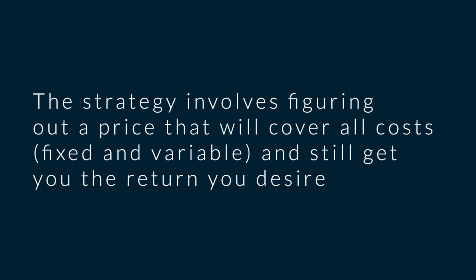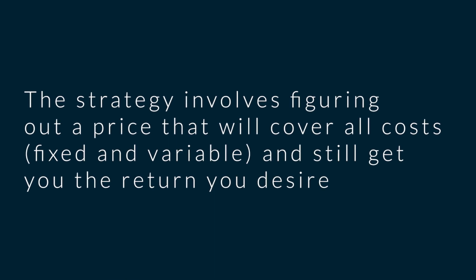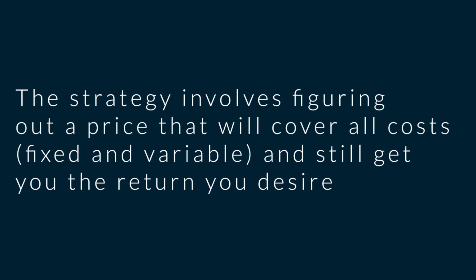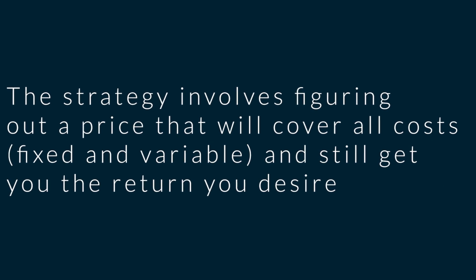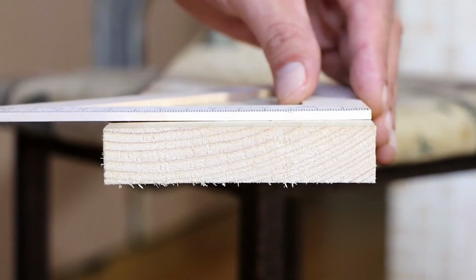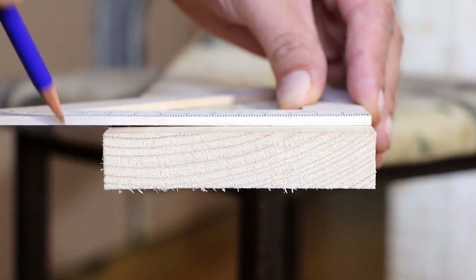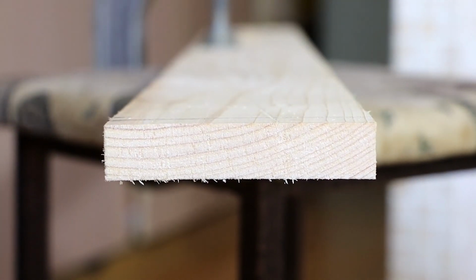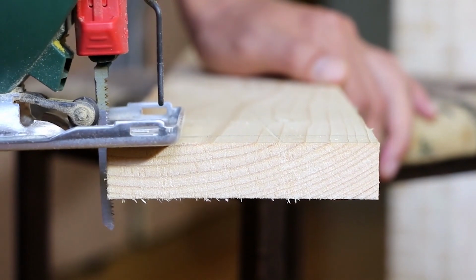So the price is supposed to be such that it can cover that amount that you're supposed to make, and then the extra return that is needed. The strategy involves figuring out a price that will cover all costs, that is fixed cost plus variable cost, and still get you the return you desire. But since this is learning by doing, how does that work practically? To understand that, let's make an assumption. Let's imagine a company that creates custom-made furniture and it desires a 20% return on its investment.